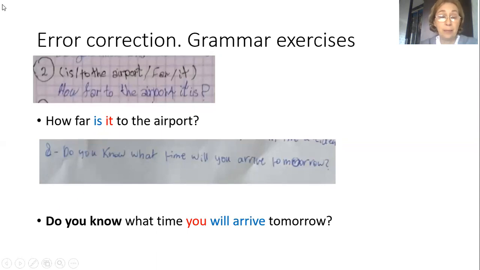And as for the next sentence, this is number 8. That was another type of question. Yes, that was an indirect question. That is why the order of words should be different. So it starts with, do you know, then what time, and then we should have the subject, which is followed by a verb. What time you will arrive tomorrow, not will you, but you will arrive. So this is the correct order of words.